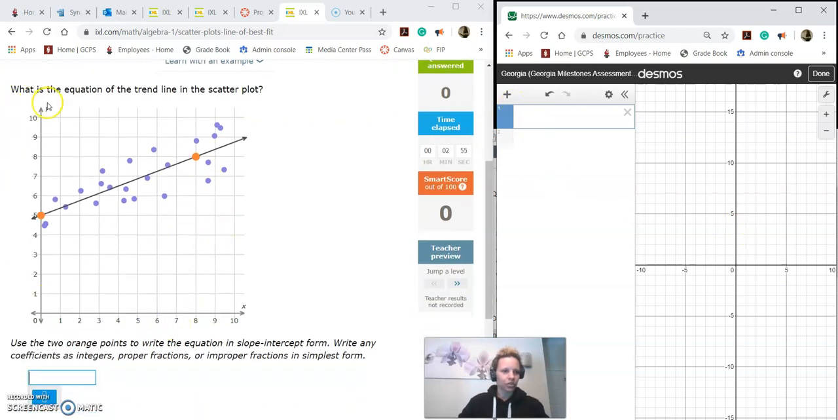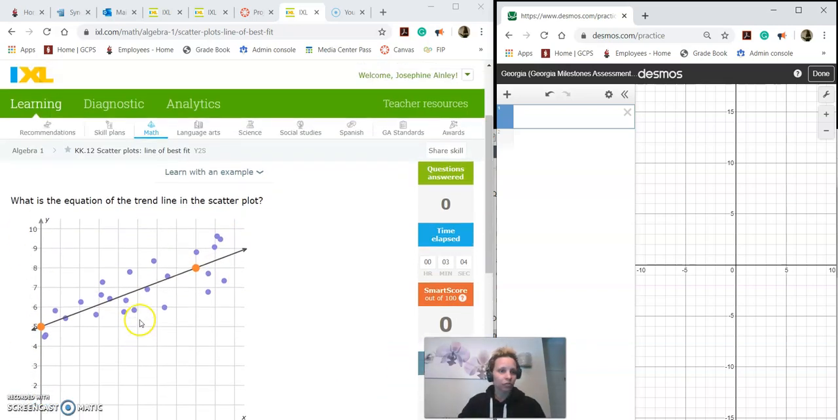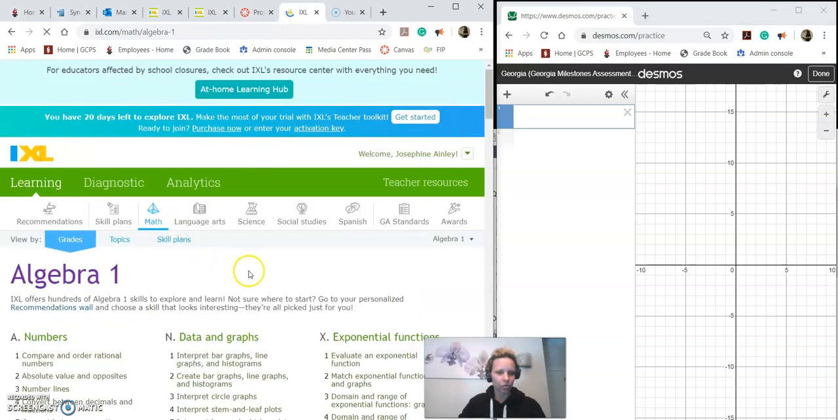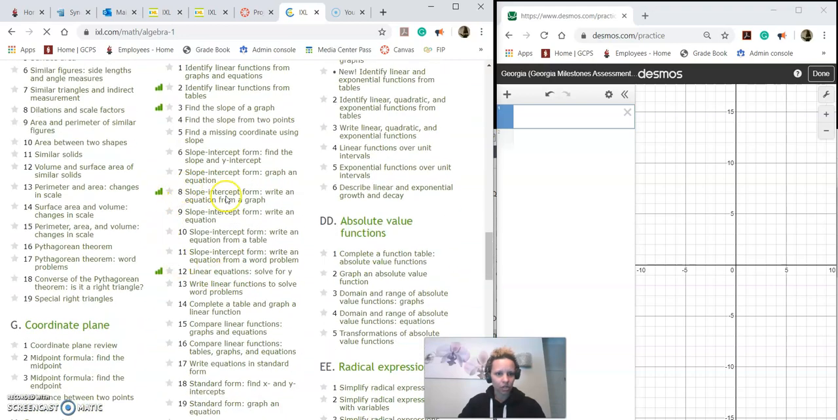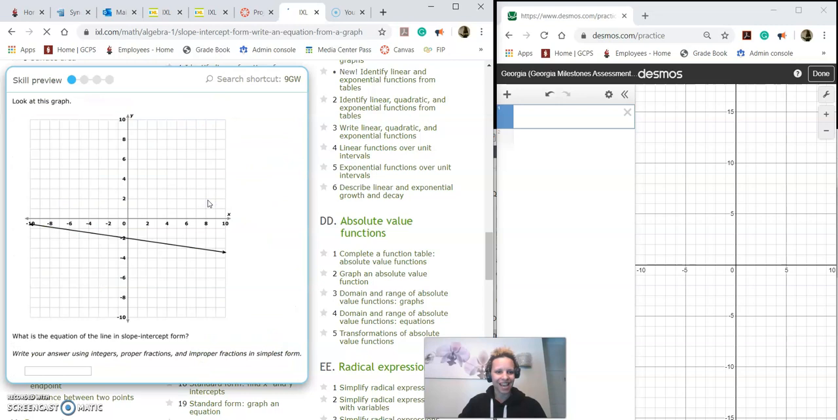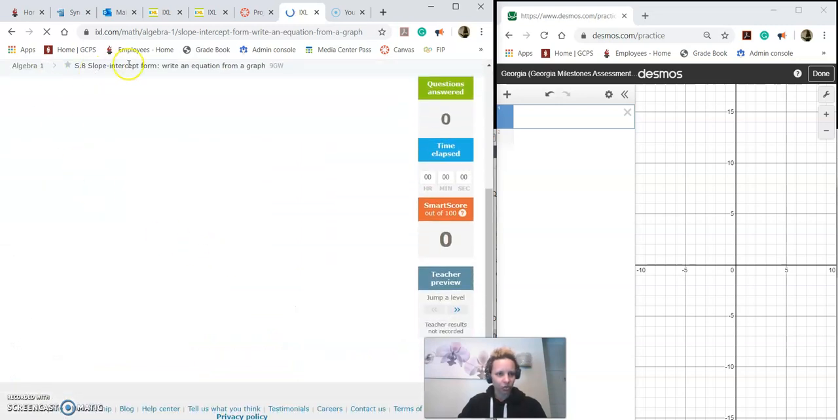The first question is, what's the equation of the trend in the scatter plot? So the line of best fit, you just have to write the equation. And just like I said before, if you're having problems with this, you want to go check out Algebra 1 S8, because it's the exact same thing. You're writing an equation from a graph. That's all that you're doing.